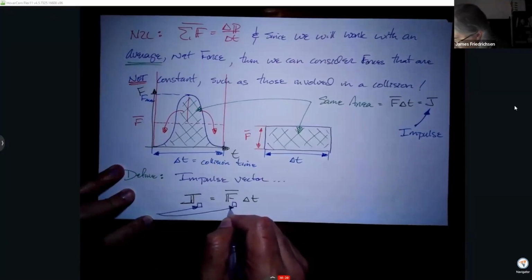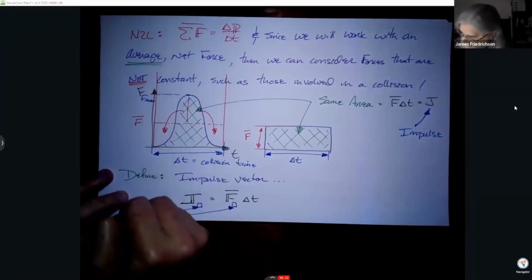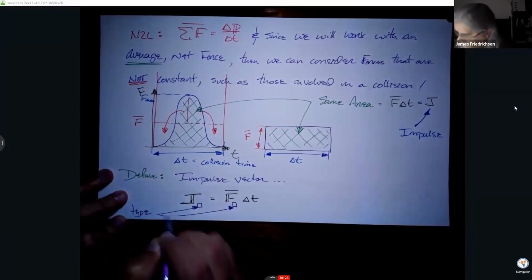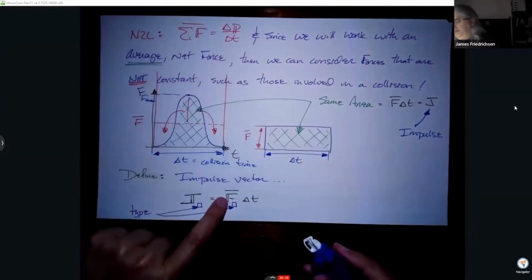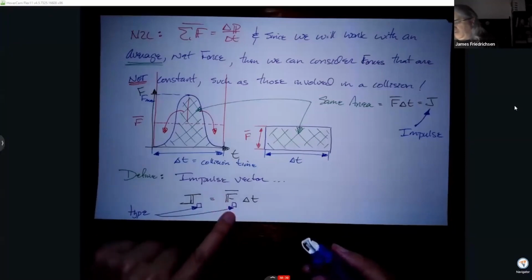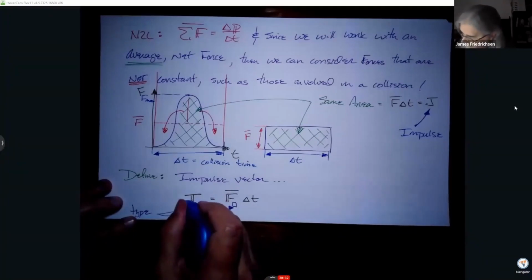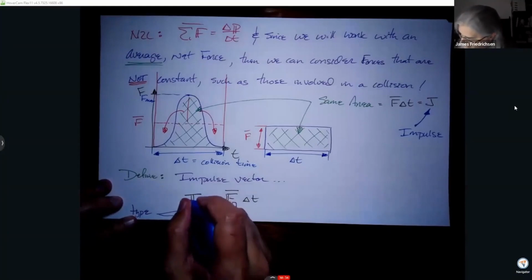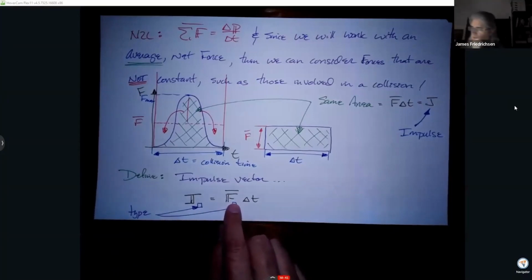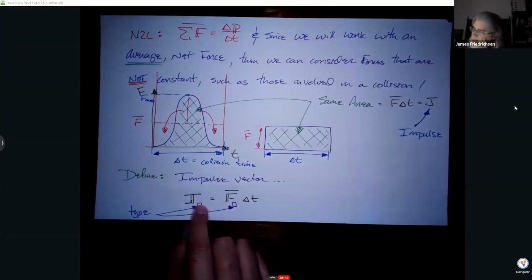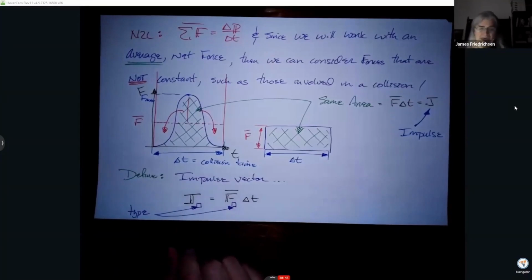So for each type of force, where they'll put a little subscript on here, like we always did, you get the applied force, the normal force, the gravitational force kind of things. And so each one of those will have an amount of impulse associated with them. So the applied force will have an impulse amount, the normal force will have an impulse amount, the gravitational force will have an impulse amount type of idea.